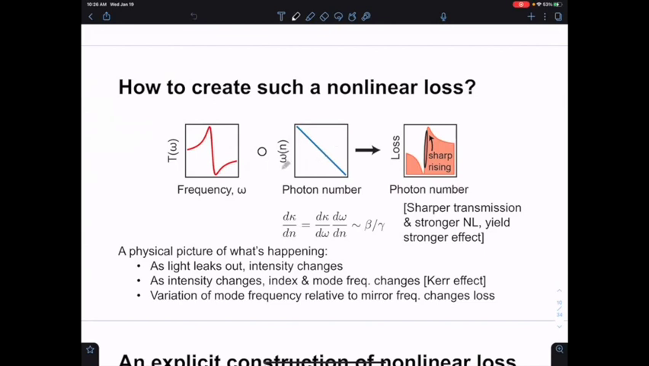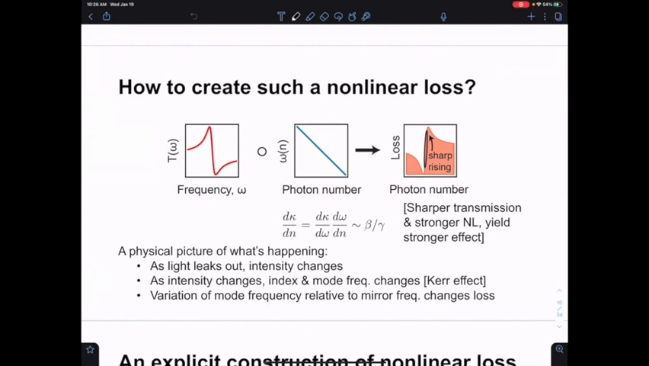And so, for example, here in the second plot, this is the resonance frequency of some cavity mode as a function of the photon number in the cavity. So as the number of photons increases, the cavity resonance frequency decreases. And so now you might imagine, well, okay, my transmission, which is like my loss, depends on frequency. My frequency depends on photon number. So I have a loss that depends on photon number, which is just the composition of these two functions and looks something like this.